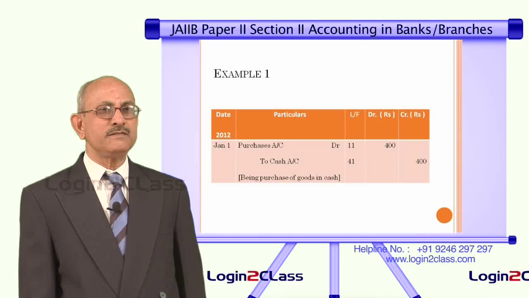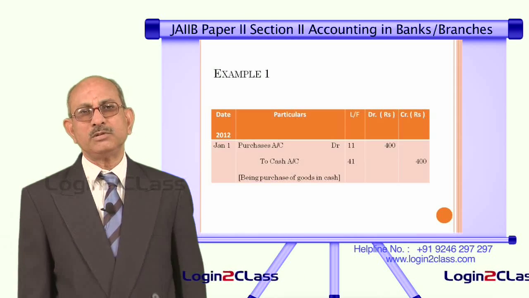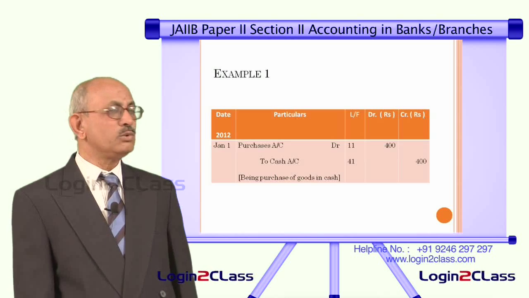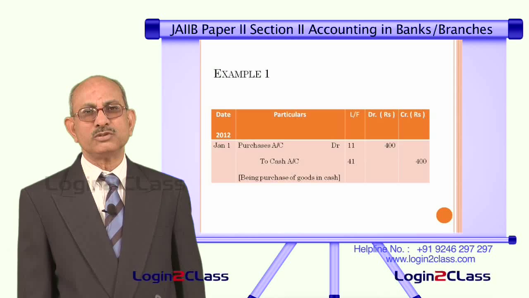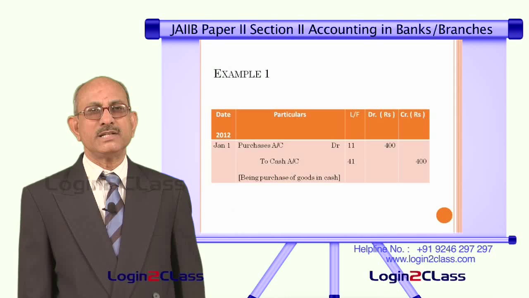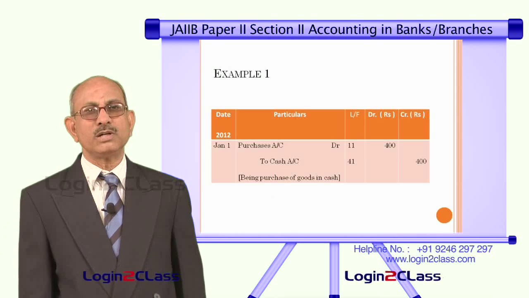So for the purchase of goods, for the purchase account you have to apply the rules applicable to nominal accounts. What is the rule? The rule says debit all expenses and credit all incomes. So since purchase is an expenditure, we have to debit purchase account. So the first step is debiting of purchase account with 4,000 rupees.